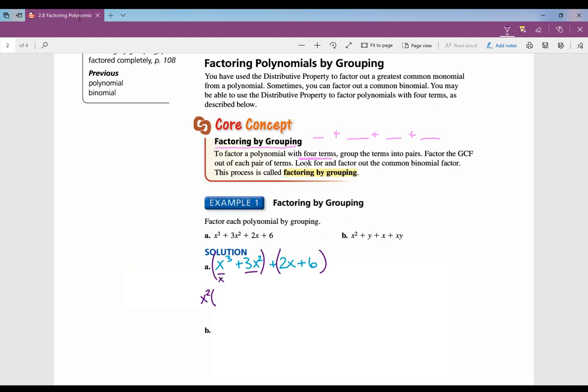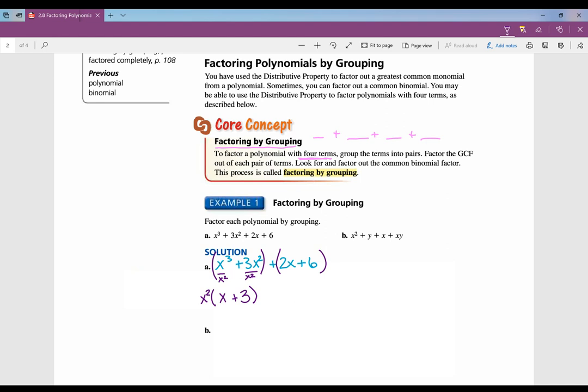And if we pull out x squared, what would we be left with? Well, remember, pulling out a GCF means we're dividing. So x cubed divided by x squared is going to be x. Then 3x squared divided by x squared will be 3. So we'll be left with x plus 3.